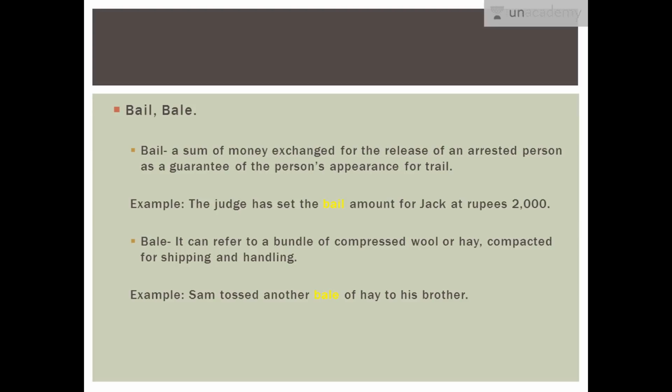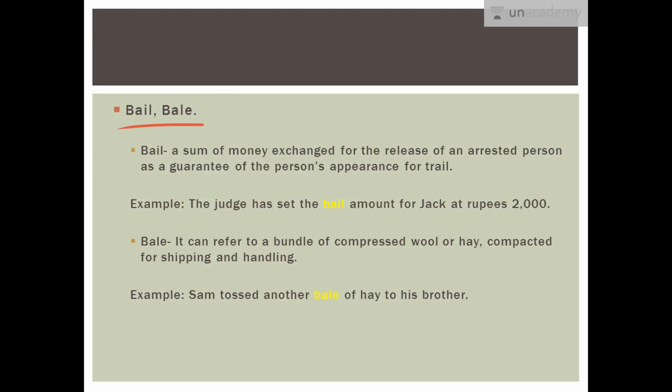Now let's look at a few examples. The first set of words is bail and bale. The BAIL refers to a sum of money exchanged for the release of an arrested person as a guarantee of the person's appearance for trial. As at times you see in serials, that kind of a thing, it's the amount of money which is exchanged for the release of an arrested person. That is called bail.